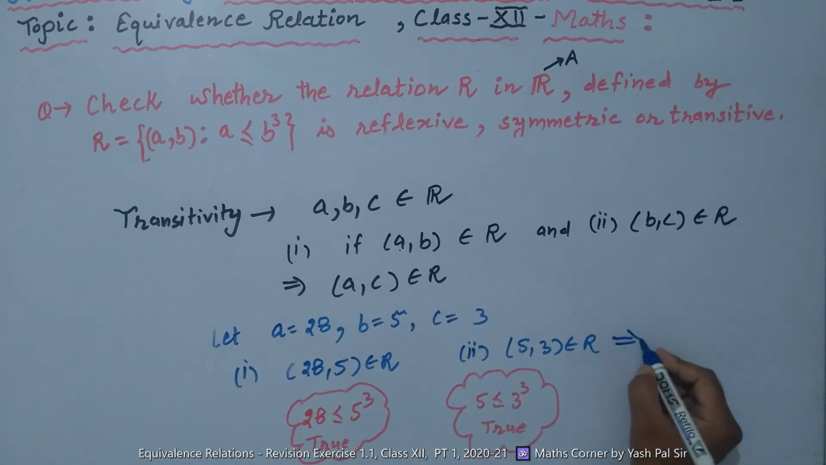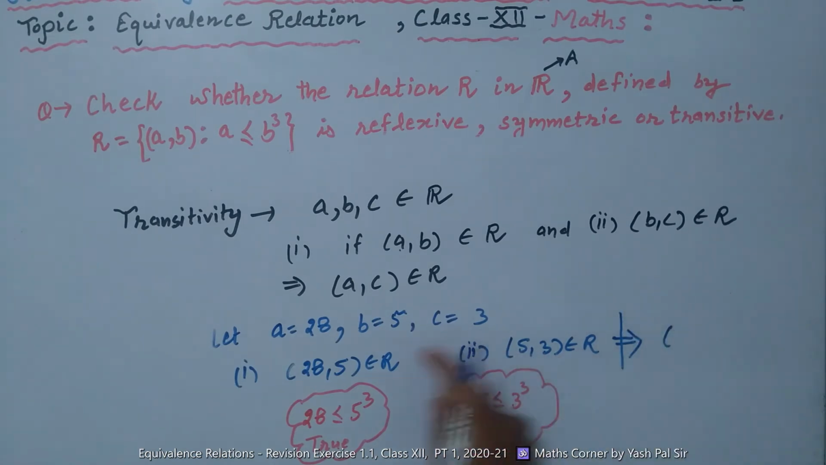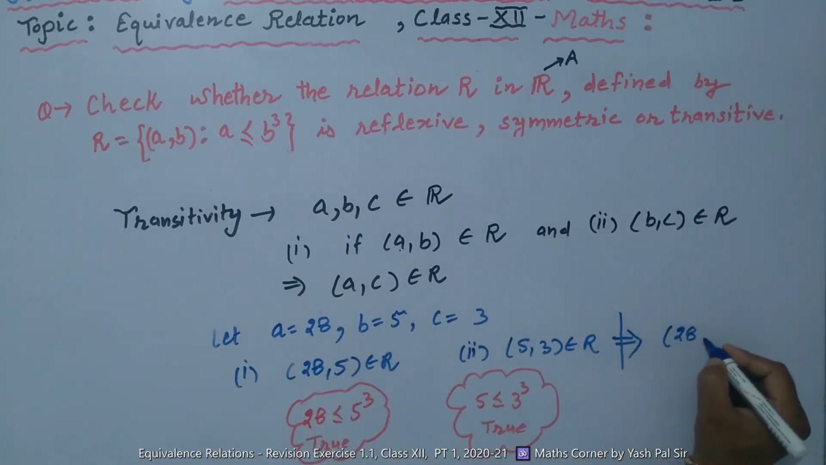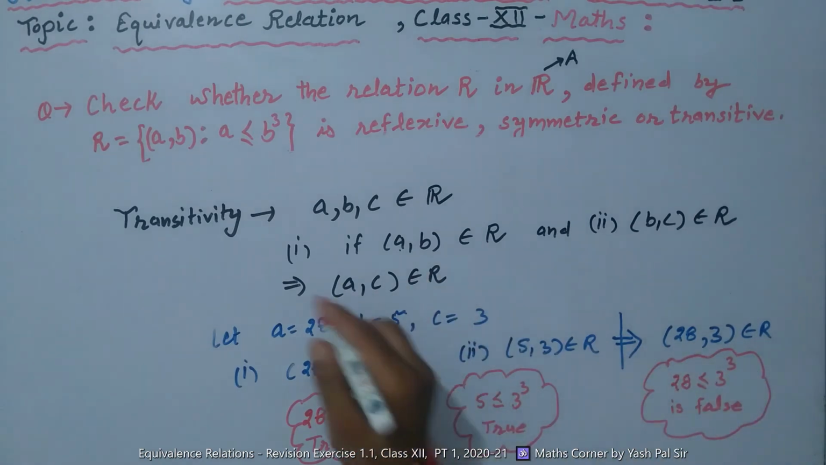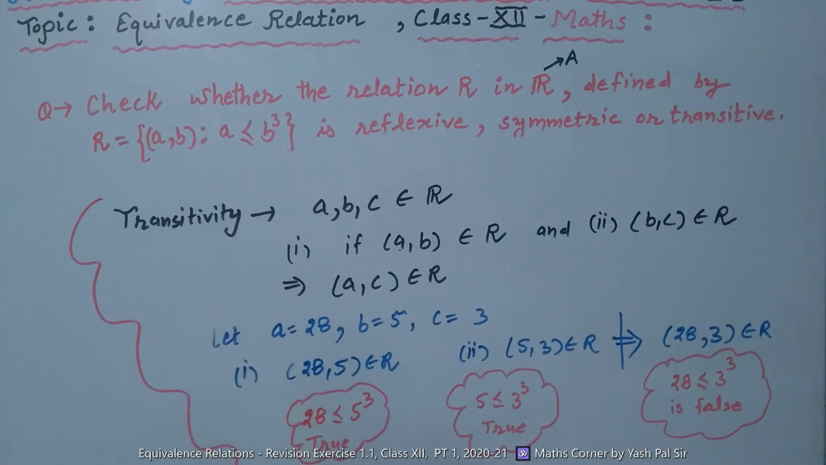But (a, c), what is a? 28, and what is c? c is 3. (28, 3) does not belong to R. This does not imply that this belongs to R. Why is this? Because 28 is less than or equal to 3 raised to power 3 is false. This is 27. 27 is not greater than or equal to 28. So that's why we say this given relation is not transitive.